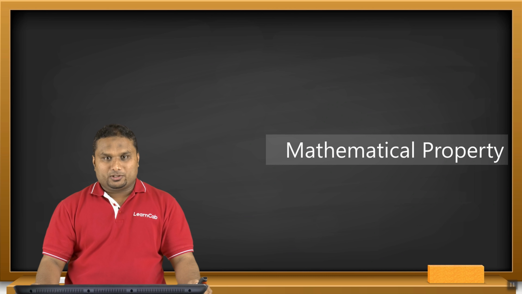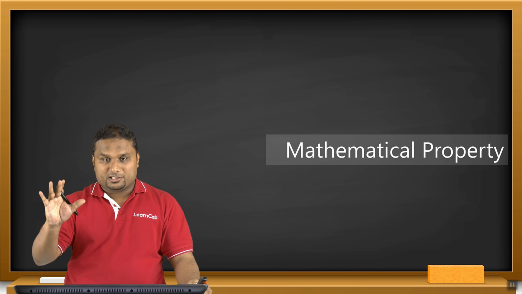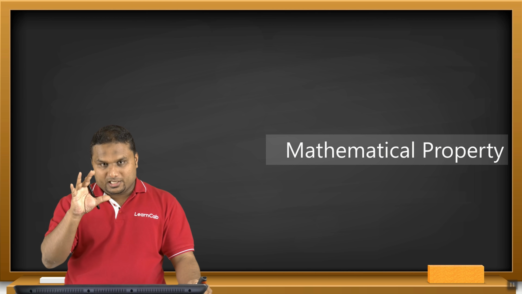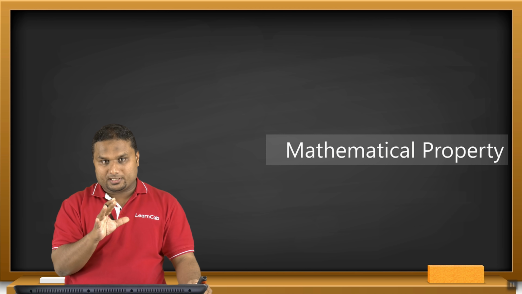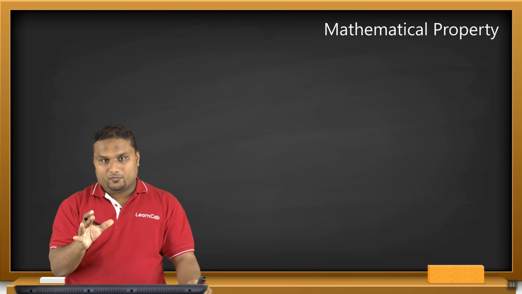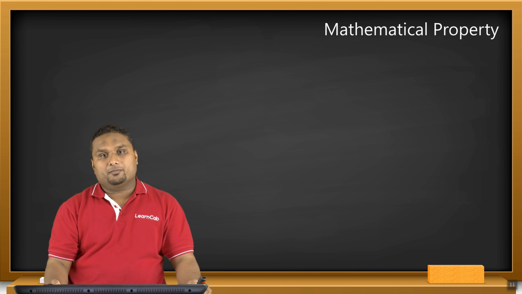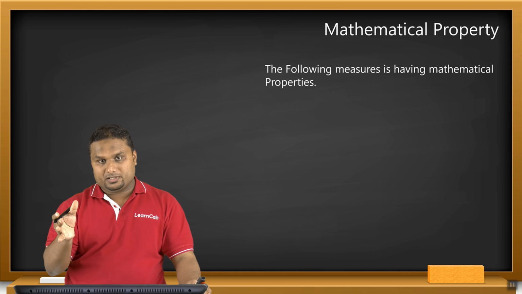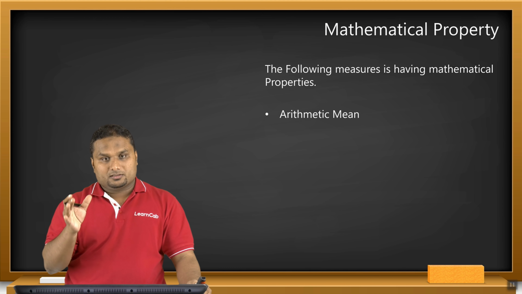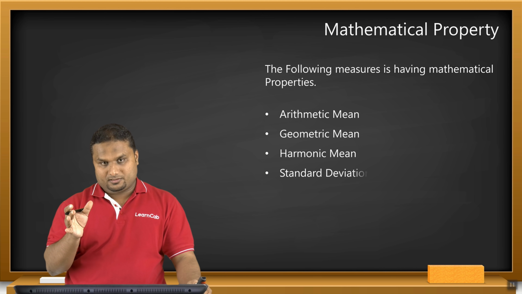Welcome back to the keywords. The next keyword I am going to discuss is mathematical property. From the keyword mathematical property, questions appear in your exam. Only 4 measures have mathematical property. They are arithmetic mean, geometric mean, harmonic mean, then the standard deviation. These are the only 4 measures which have mathematical property.